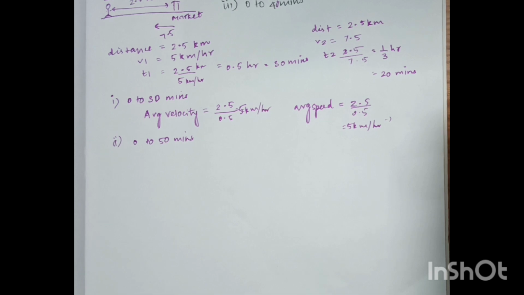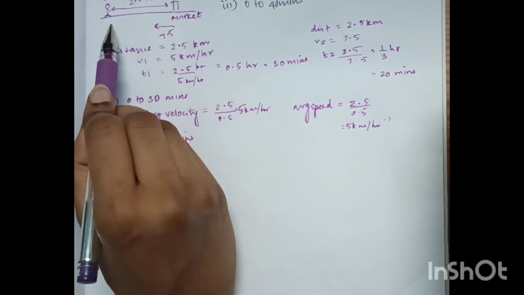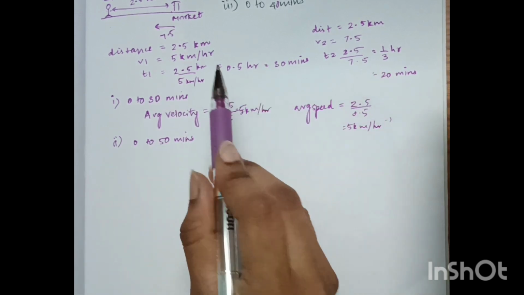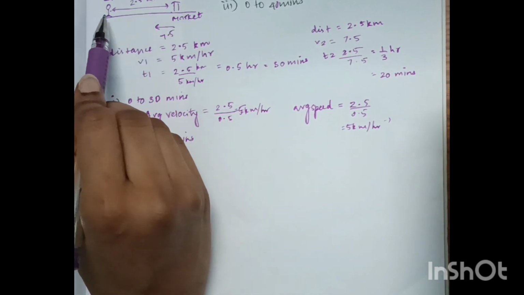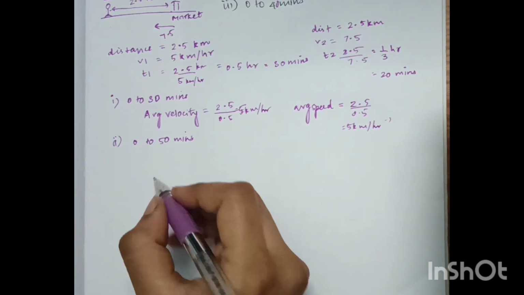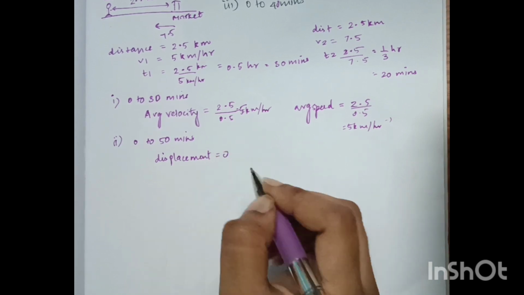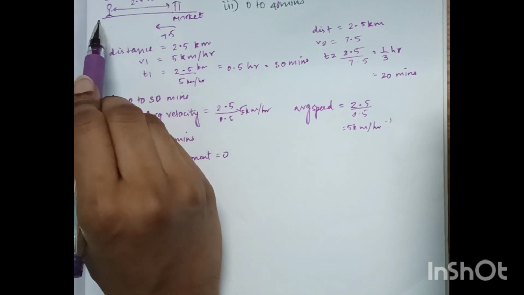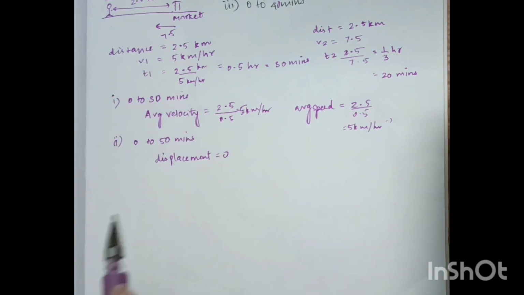During this time interval, we can see the man goes to the market and returns home. So he is going to the market in 30 minutes and he is returning home in 20 minutes. So 0 to 50 minutes meaning he has gone to the market and he has also returned to the home. So displacement is 0. He is remaining in the same position. Distance between initial and final position is 0 because he is at the same initial point only. So displacement will be 0.